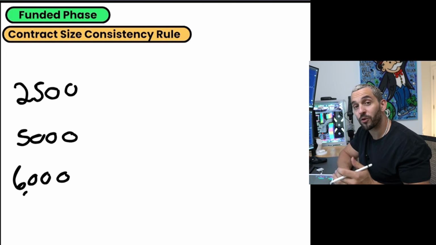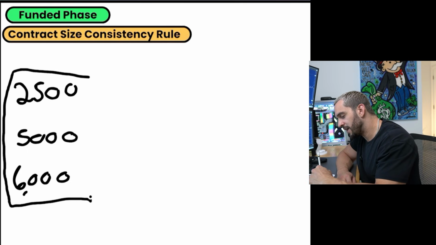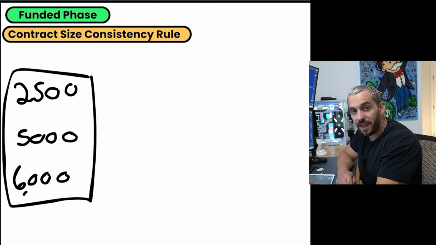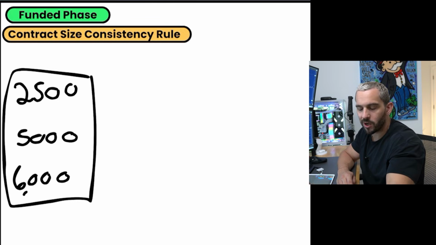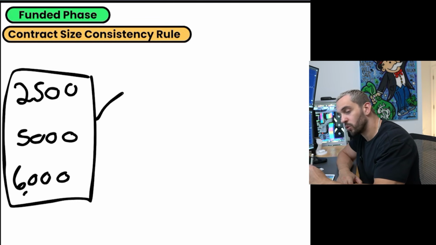I'll go look back at the 30% negative P&L rule, and I'll come to this one and be like, am I willing to increase my contract size yet? If I am, I'll go up 1, 2 contracts. It all depends on where my balance is at that time. But you want to know that this rule exists.